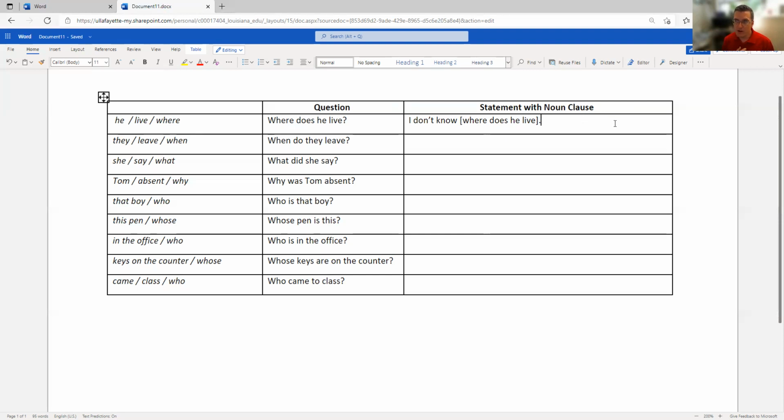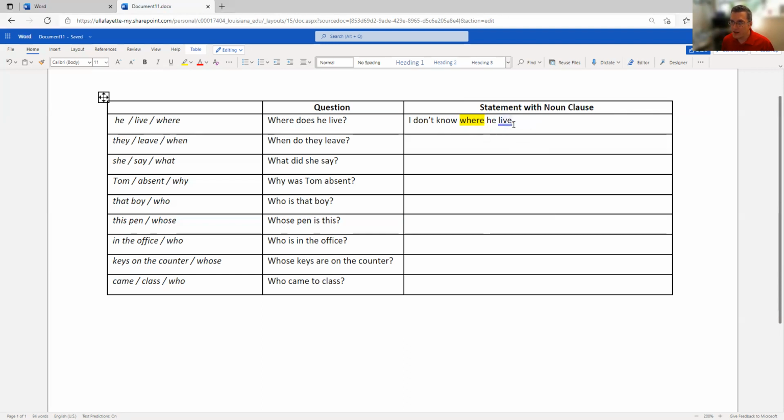Remember, if you've learned anything about clauses before, like if you've learned about adjective clauses, a clause has a subject and a verb, right? There'll be a pronoun, subject, and verb. Here, the pronoun is your question word, okay? Then we need a subject and a verb. This is not a subject, so we get rid of it. The subject is he, and then we have the verb live.